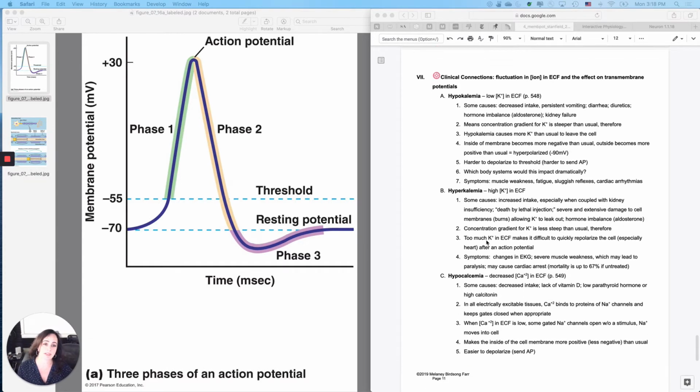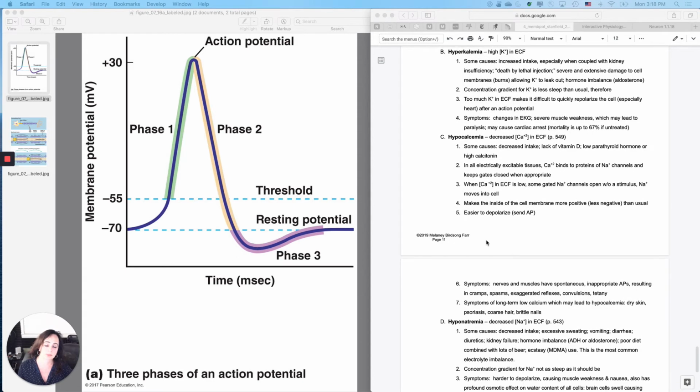Okay, so what about the next one? The next disorder is hyperkalemia. Okay, this one is high potassium, hyper K, in the extracellular fluid. So this one's really interesting. So why might you have hyperkalemia?